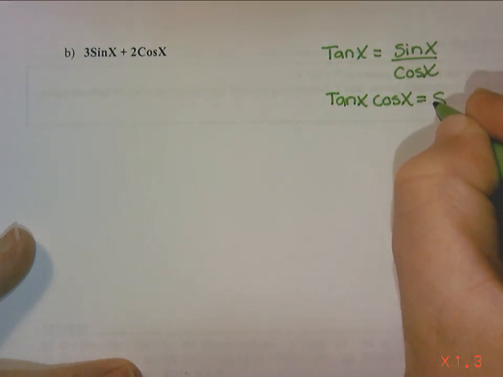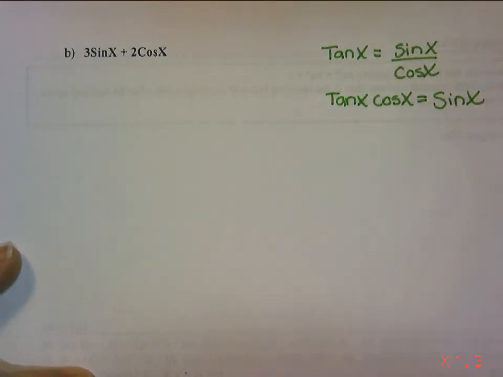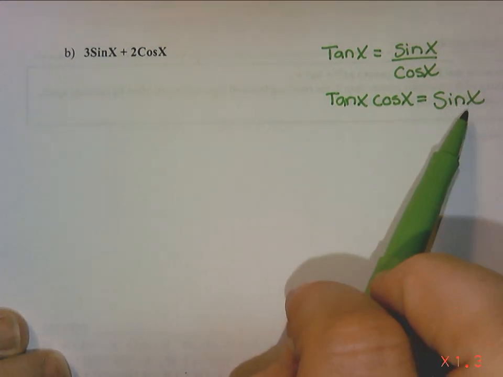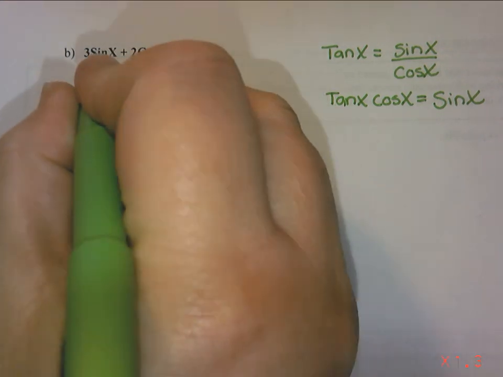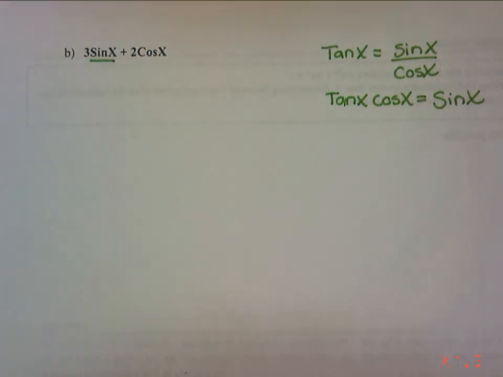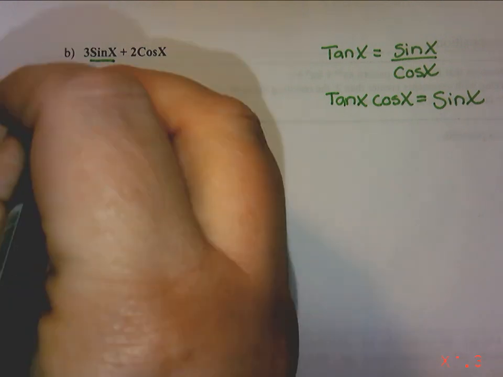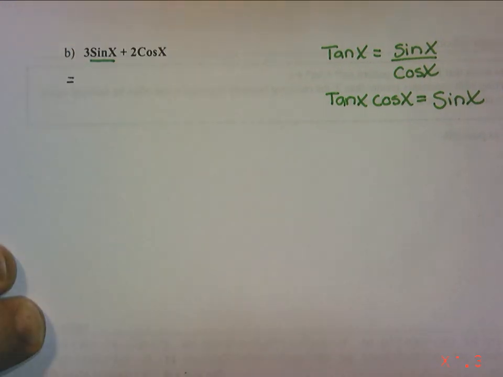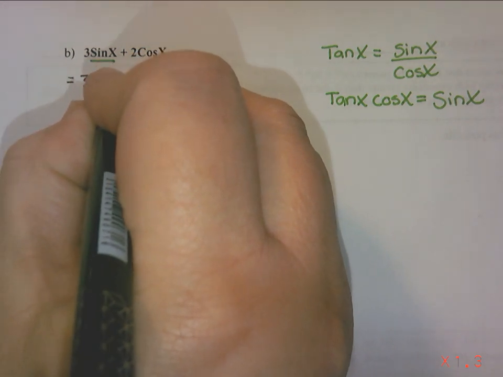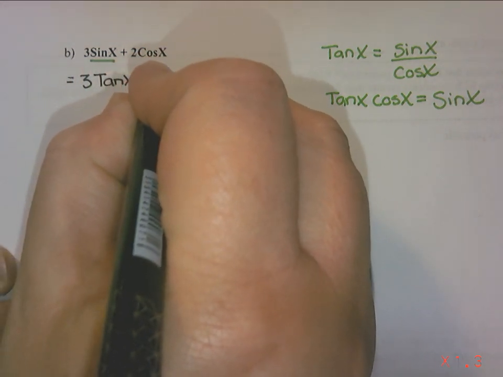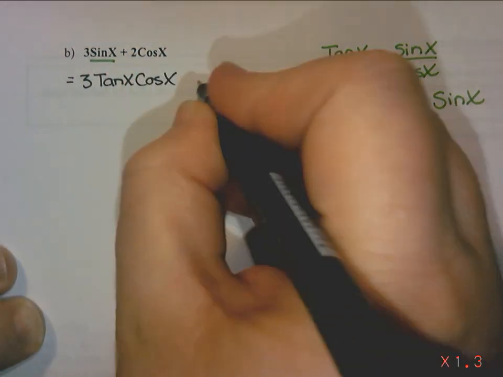equal to sine x. And then while it didn't get it to be just a cosine x, it did find a way to write sine x as something using a cosine x. So I am going to take out the sine x and in its place put tan x cos x. So this is going to end up equaling 3 times tan x cos x plus 2 cos x.